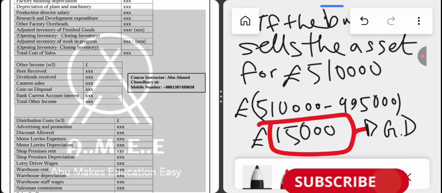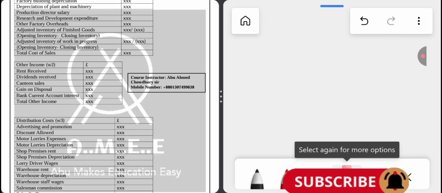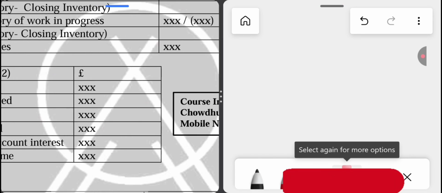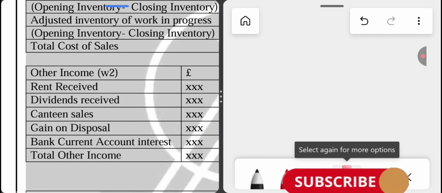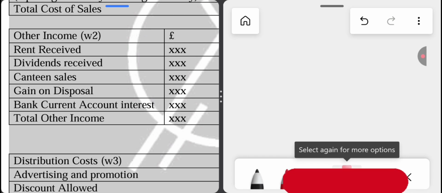This is how we find out the gain on disposal, and workings must be shown as workings are necessary. In the mark scheme you will see the workings shown below, but it's better to show the working here, after rent received. If the working is necessary, you have to show the workings here. Then we are going to add the whole things.